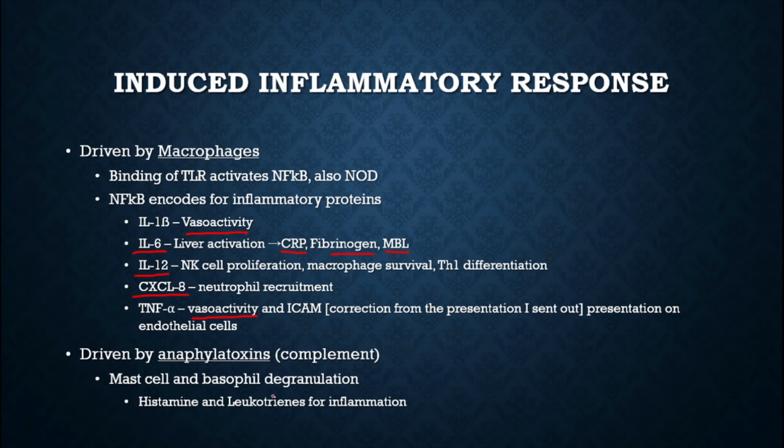And then, as I mentioned, we have anaphylatoxins. These are the C3a and C5a. And these are the byproducts of activating complement, but they are also activating themselves for mast cells, basophils. And what this is going to do is it's going to release histamine and leukotrienes, and that's going to add to the inflammation by causing more vasoreactivity and permeability.